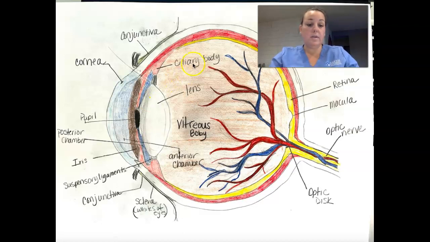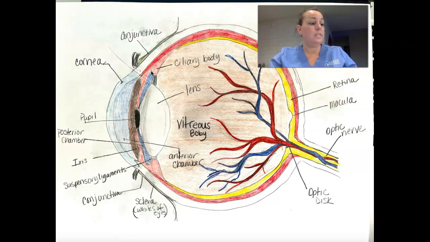The ciliary body, which is this area here, is the part of the eye that produces the aqueous humor. It contains the ciliary muscle and ciliary processes and is located behind the iris. The ciliary muscle helps the eye focus by changing the shape of the lens to refract light onto the retina. The ciliary process makes the aqueous humor for both anterior and posterior chambers.